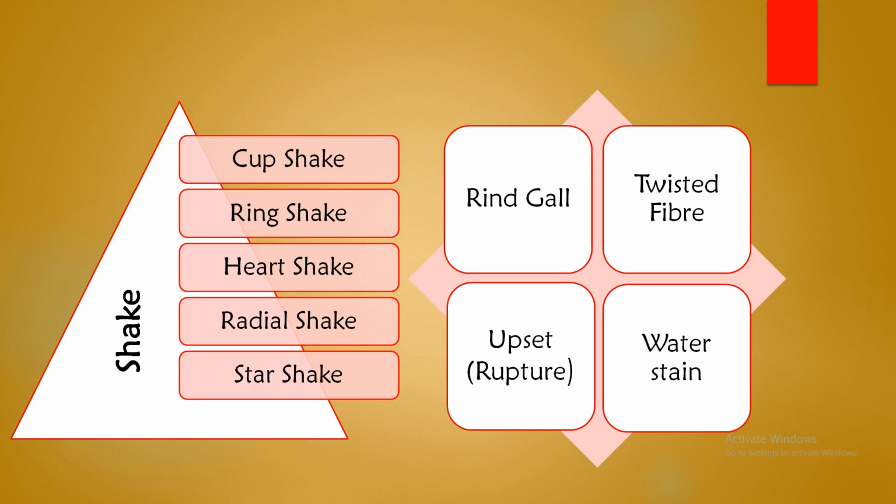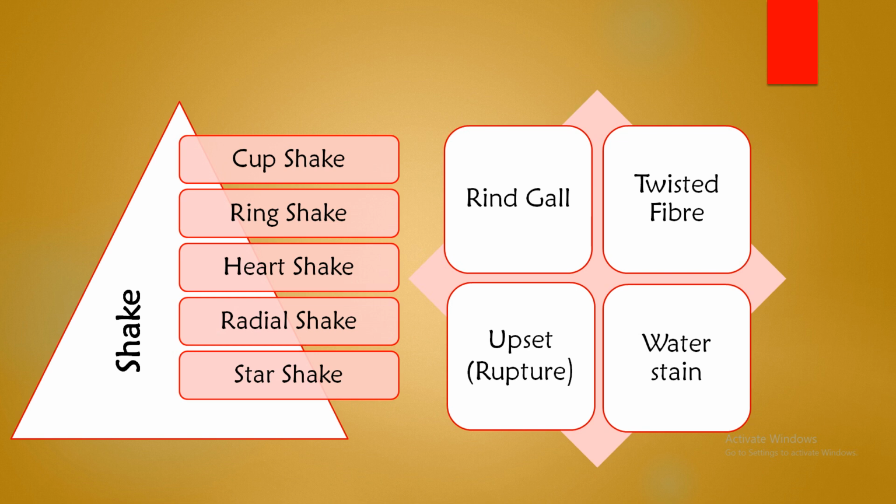Rindgall. Rind means bark and gall means irregular projection. Hence, if there is any irregular projection in the bark, it is called the rindgall. That is, the swelling of the bark is rindgall. Another defect is shake. There are 5 types of shake, that is cup shake, ring shake, heart shake, radial shake and star shake.